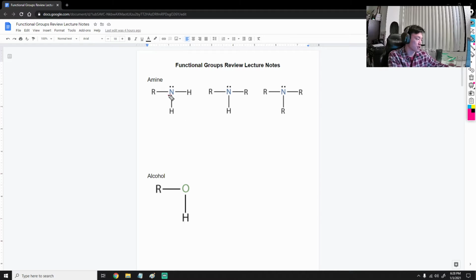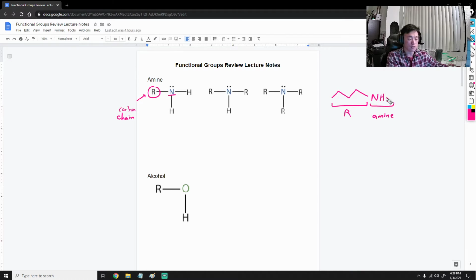It's basically a nitrogen that is bonded to an R. Now if you guys remember, an R just represents a carbon chain, or even if it's just one carbon by itself, as long as you have a carbon somewhere here, that's going to be universally represented by R. So if you have something like this, this would be the R portion, and then we have the NH2. This portion would be the amine.